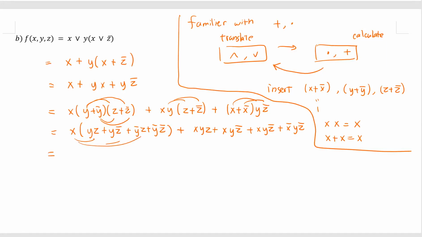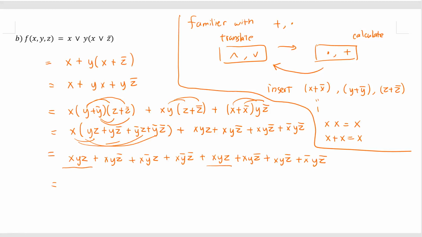We have to continue to distribute. So this is xyz, xyz bar, xy bar z, xy bar z bar, plus xyz, xyz bar, xyz bar, x bar yz bar. Okay, so far so good. Let's combine the like terms. When we combine the like terms, the coefficients won't change. See, x plus x is x. It's not going to be 2x. We don't have an integer coefficient for it.